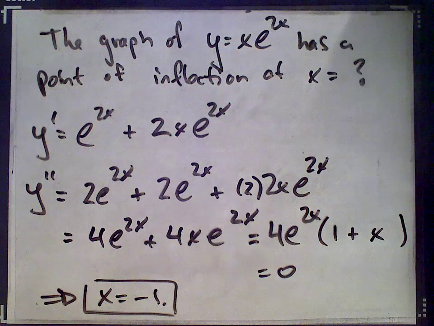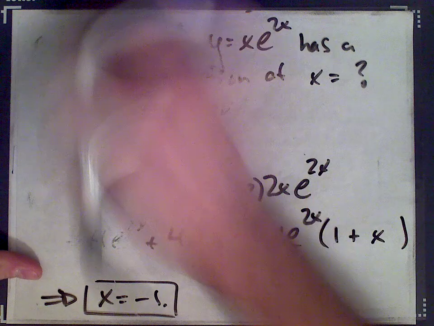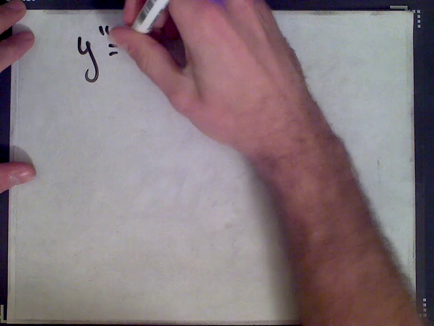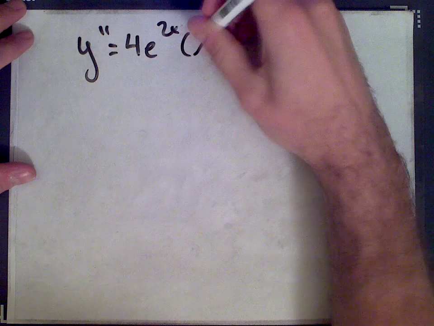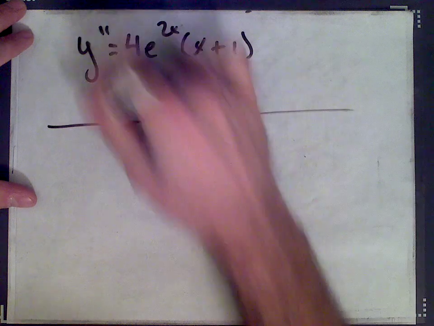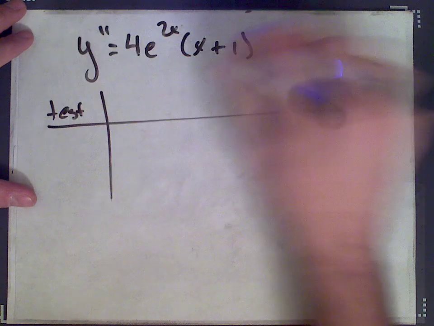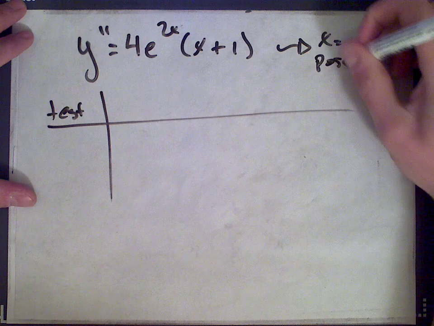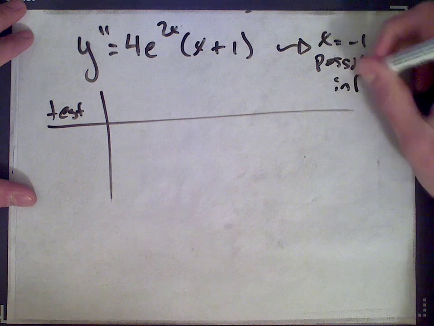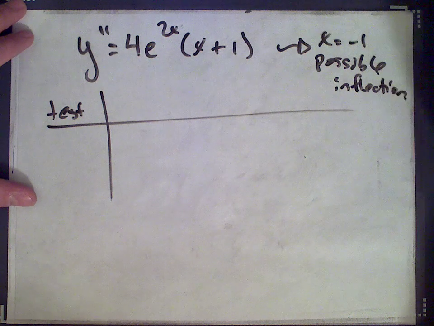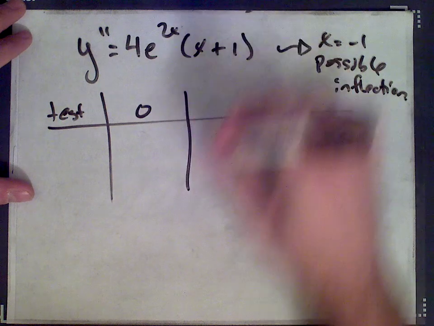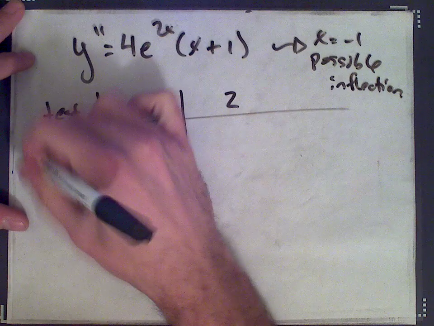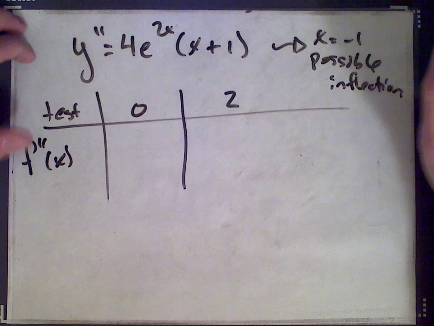So we have x equals -1. Let me erase what we have here. So we're going to check it by testing the sign of the second derivative to the left and to the right of this. So y double prime ended up being 4 e to the 2x times x plus 1. We're going to take a test point to the left of -1. Okay, so x equals -1 is a possible inflection point. Okay, so the test point to the left could be 0, and then to the right maybe is 2, and then we're going to get the sign of f double prime of x at that point.